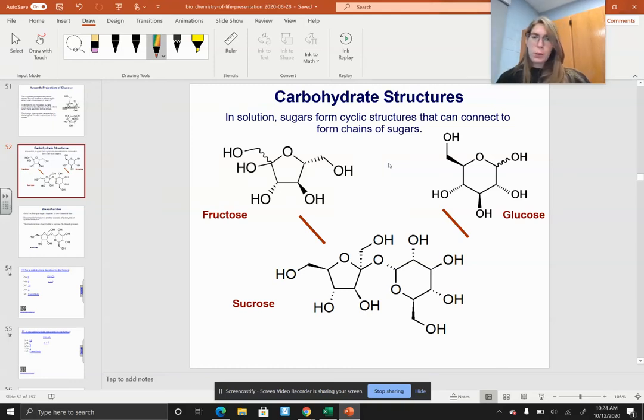All right, so sticking with our monosaccharides and disaccharides, when we look at the carbohydrate structure in solution, sugars can actually form these cyclical structures. They form ring shapes that can connect to form chains of other sugars. This is in solution, so it could be like in water, etc. So you have fructose and glucose in solution. Those two combined together to form sucrose.